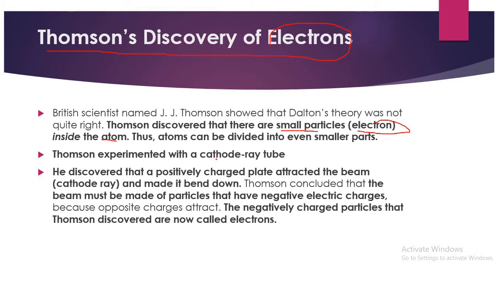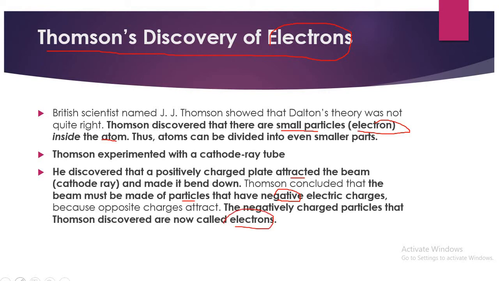Thomson experimented with a cathode ray tube. He discovered that a positively charged plate attracted the cathode ray beam and made it bend down. Thomson concluded that the beam must be made of particles that have a negative electric charge. The negatively charged particles that Thomson discovered are known as electrons.